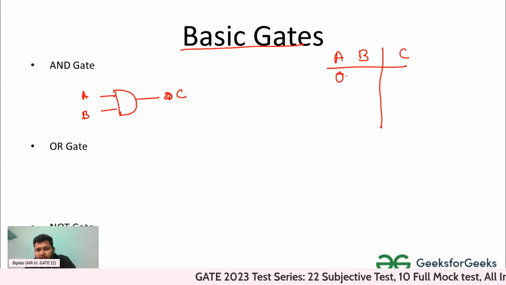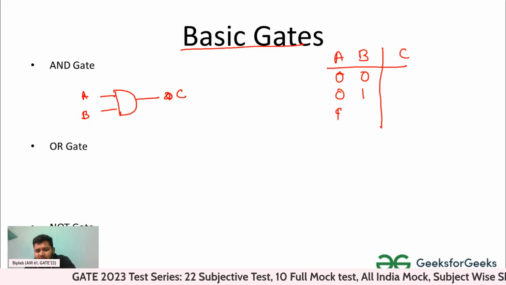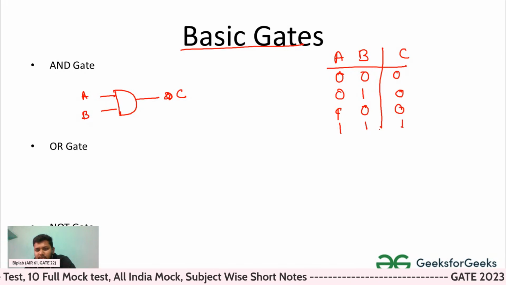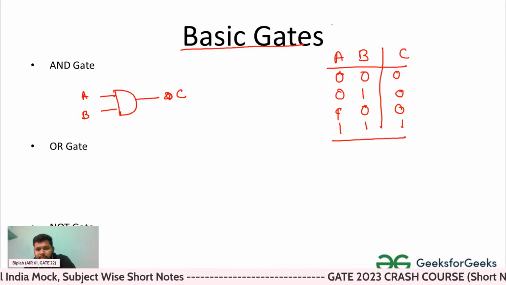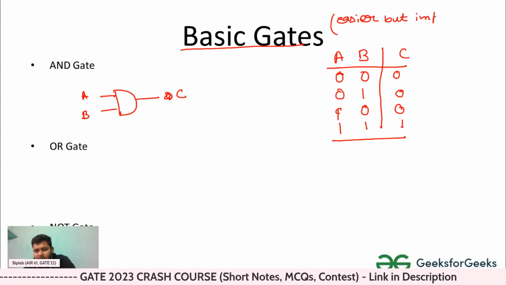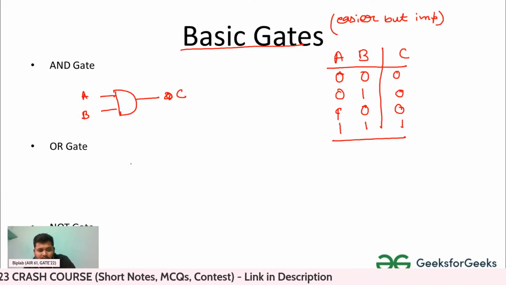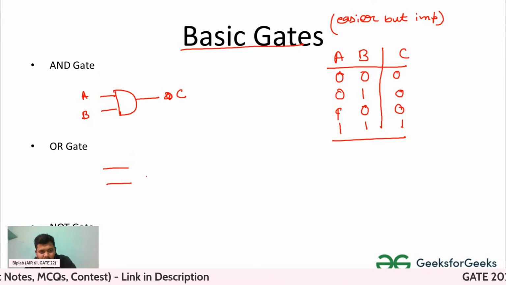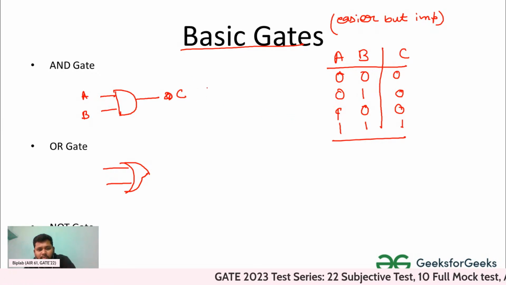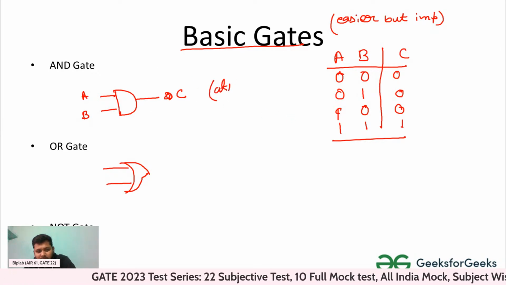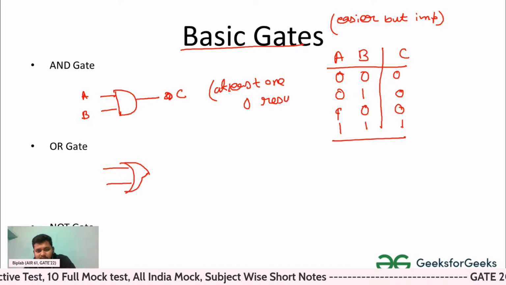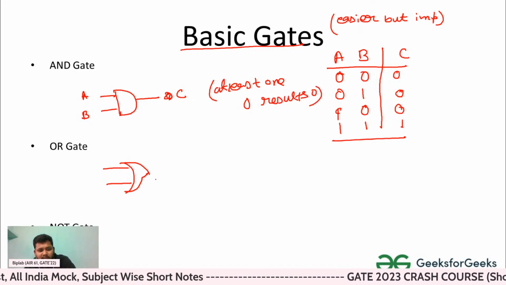So AND gate is, if you have at least one zero, your output will be 0. These are easier, obviously, but important. This easy concept can be made very tricky in the questions, so be very clear about this one. Not only how the gate works, you also have to memorize that statement: at least one 0 results in 0. This is the main statement that you have to memorize.